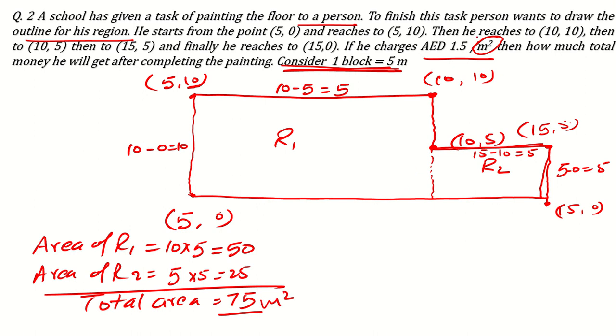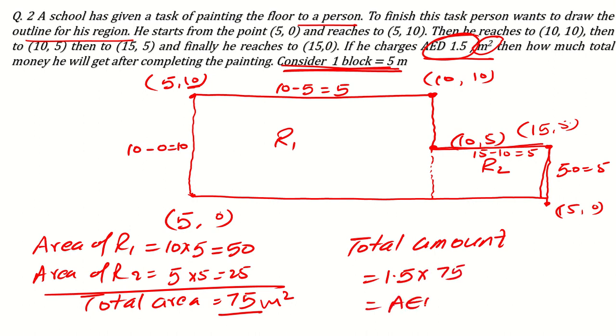Now for 1 meter he is charging 1.5 dirham. So total amount how much? It will be 1.5 times 75. 15 fives are 75, 15 sevens are 105, and 7 gives 112. So how much money he will charge? 112.50. Did you notice that I have written 0 here after that? Why? Because whenever you are dealing with money, then definitely after the decimal point you will have 2 decimal places.